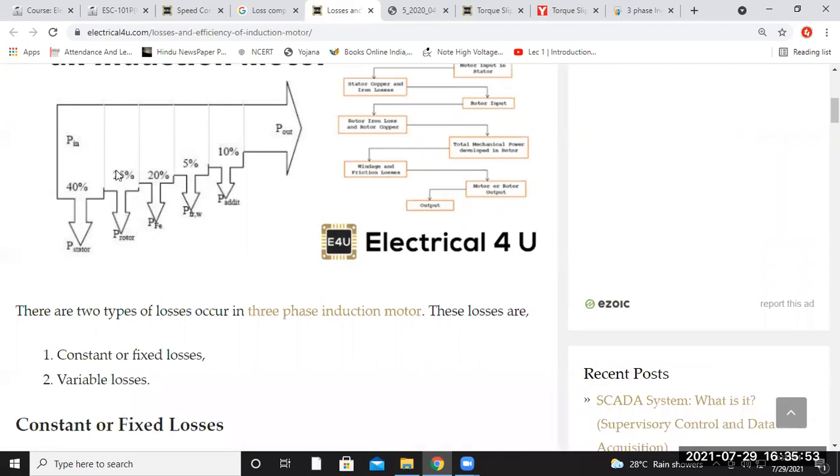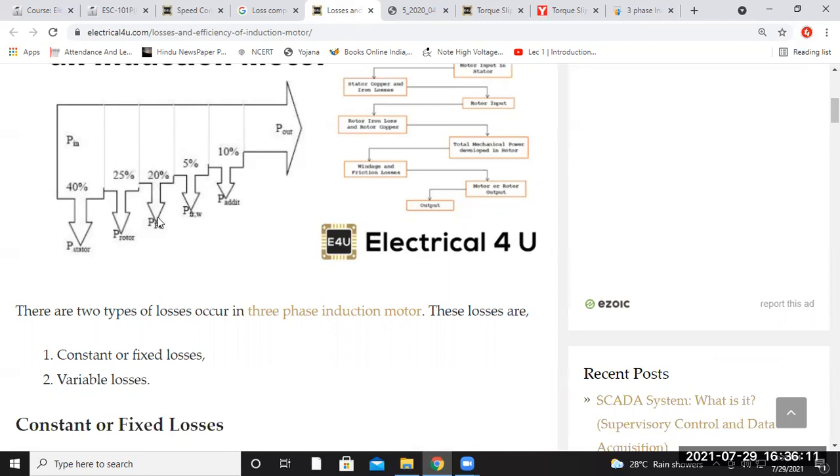Then there is a rotor loss. In the rotor loss, there are two types of losses: copper loss as well as iron loss. Iron loss being a very small value, it is neglected. So only copper loss is left. So the percentage of rotor loss is 25%.